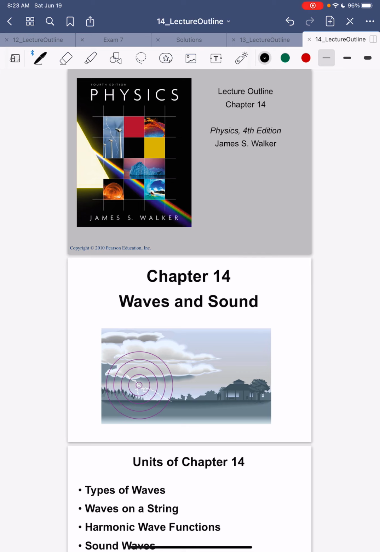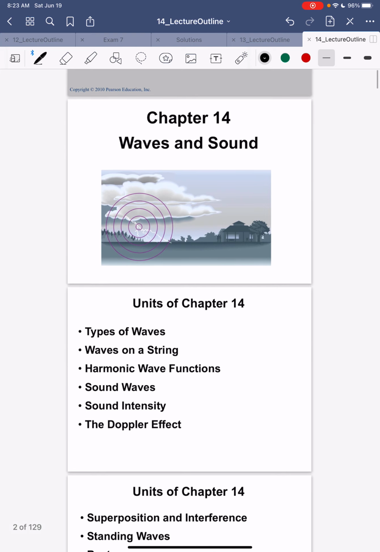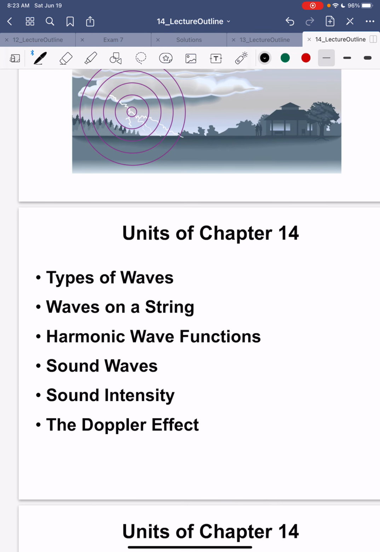I want to introduce chapter 14. It is about waves in general and sound as an example of waves. First, we are going to introduce the two different types of waves, and then we are going to study the waves on a string.